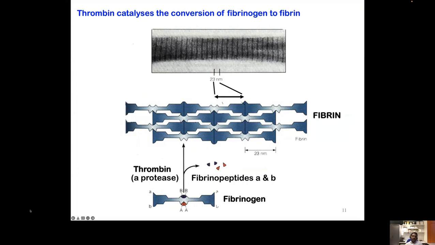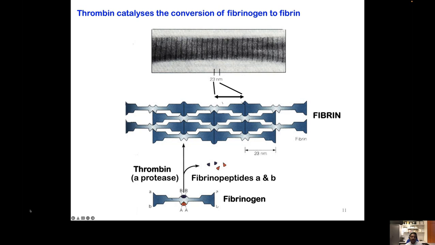Okay, so in this video again, we will look at how thrombin is catalyzing the conversion of fibrinogen into fibrin. Fibrinogen is a long fibrillar protein, and this is how it will look. This is fibrinogen. It will have different chains. Then thrombin is a proteolytic enzyme. It will convert fibrinogen into fibrinopeptides.